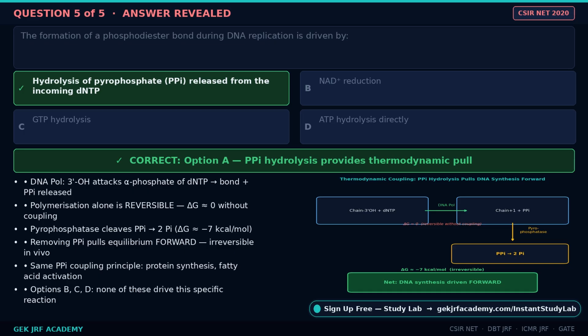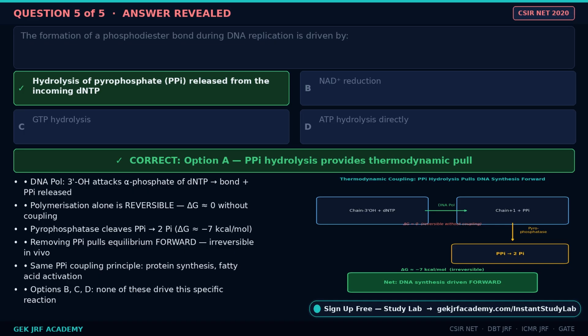Inorganic pyrophosphatase immediately cleaves the released pyrophosphate into 2 separate inorganic phosphate ions. This hydrolysis reaction is highly exergonic, approximately -7 kilocalories per mole. By removing the pyrophosphate product from the system, pyrophosphatase drives the equilibrium of the polymerization reaction strongly in the forward direction, making DNA synthesis essentially irreversible in vivo.